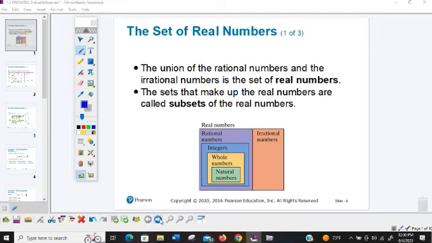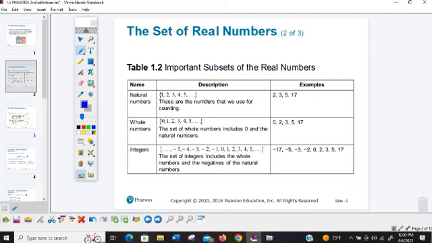So let's look at this a little closer. Natural numbers, it shows these are your counting numbers, the ones you learned to count with. So that's the examples. Whole numbers, you add 0 to this list. Integers, we added the negatives here. So it would look like this. This is an example.